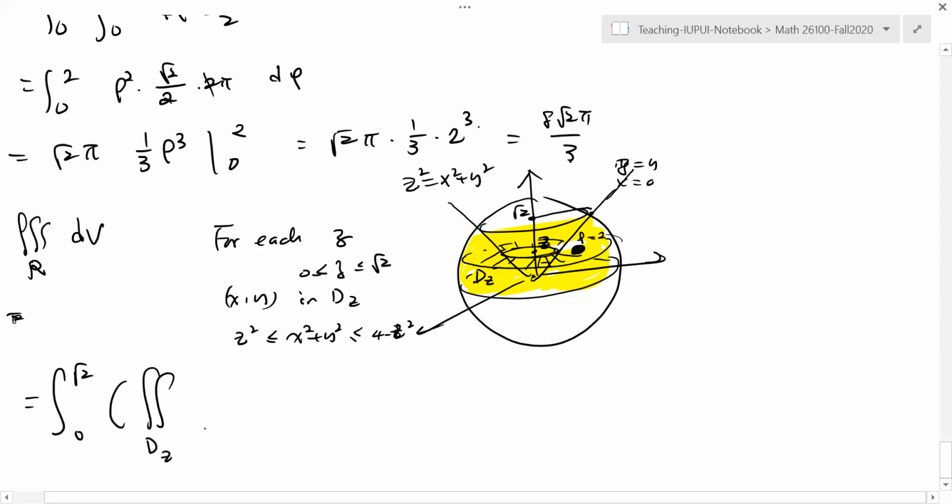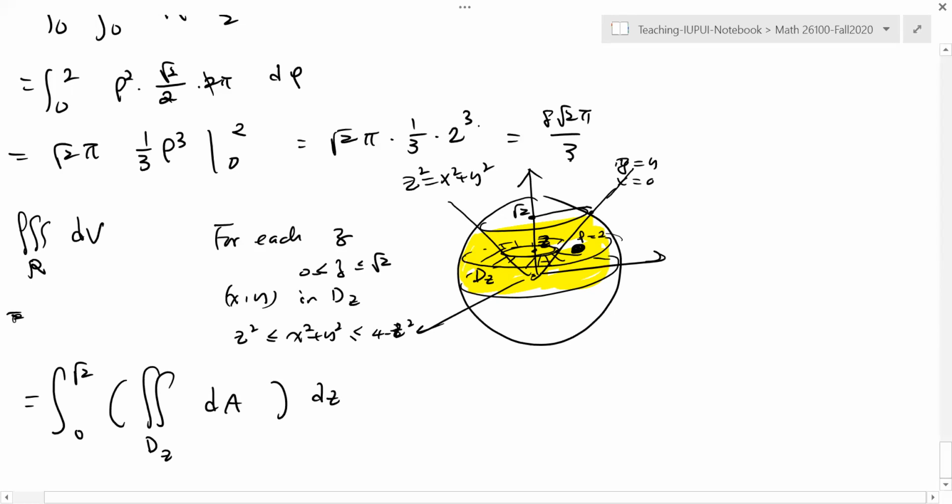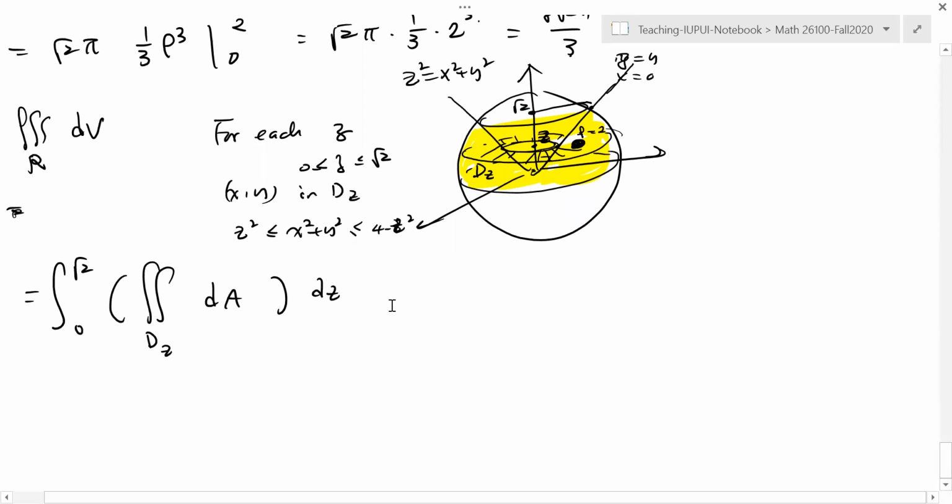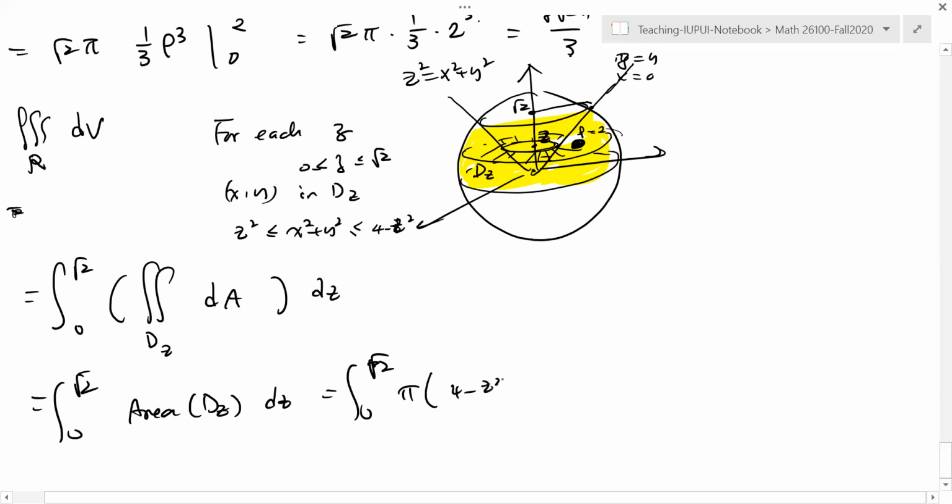Then you evaluate this, right? Clear. Okay. Now you get, this is just the area of that disk. And what is the area of that disk? Well, it's the difference of the two radii. One is 4 minus z squared, and square. Another one is just z squared, then square, right?